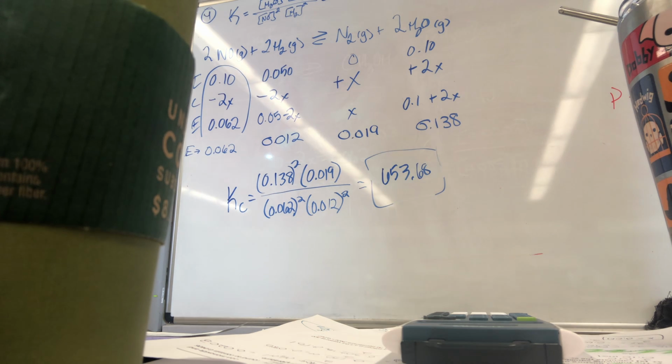Yes, Ryan. Is that it? Minus 2x. 0.05 minus 2x should be 0.012. You got it right there. It's not 0.03. X is 0.019. Oh, okay. You multiplied it and then you multiplied it again. Too many multipliers. Should have gotten a K of about 653. I was concerned because it seemed a little off. Nope.